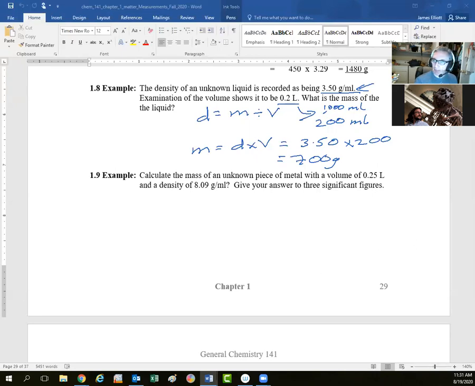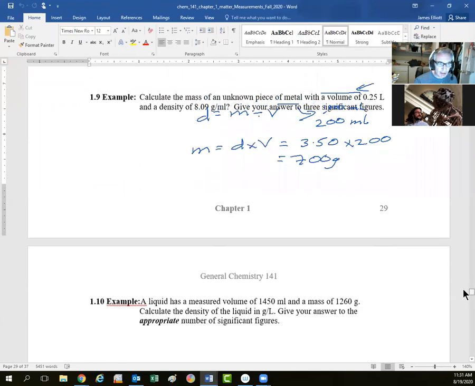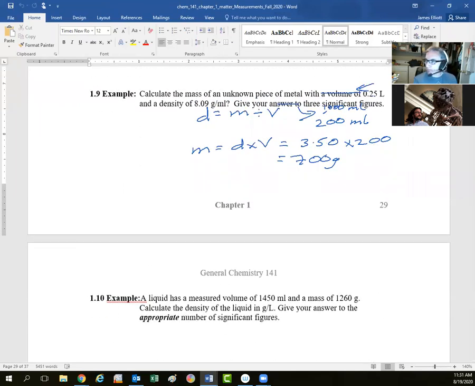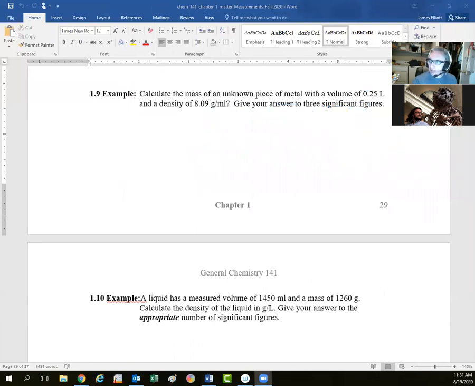Let's see. Too many icons on my screen, confusing me. Let's see. Oops. Clear that. Back to the pencil.